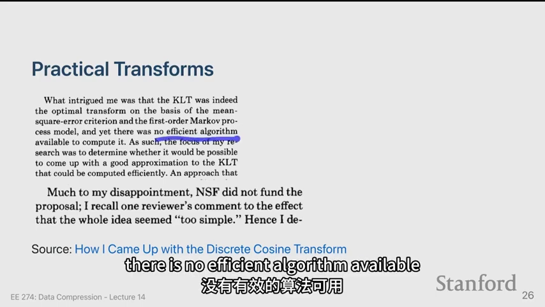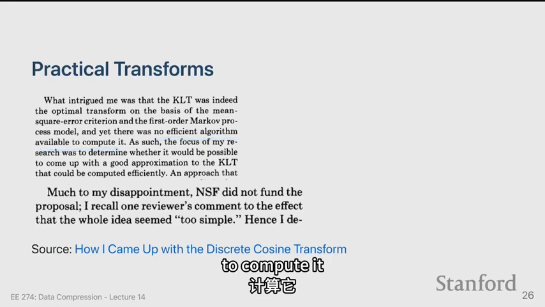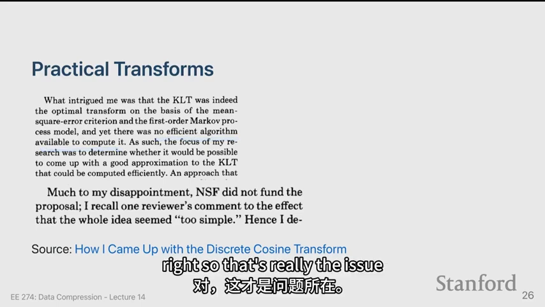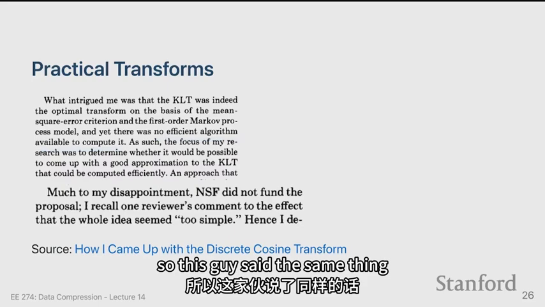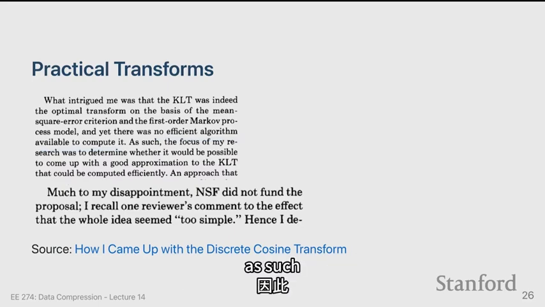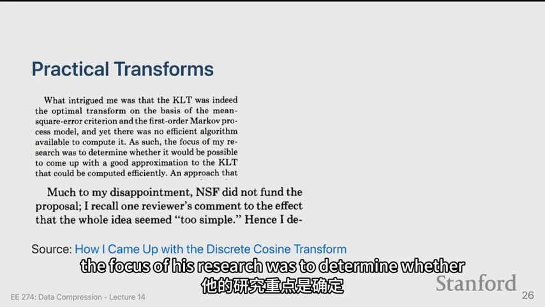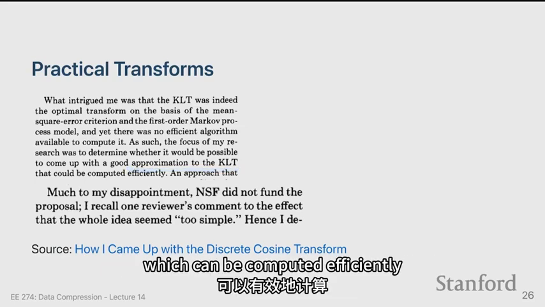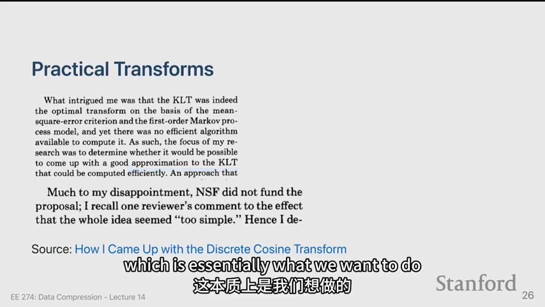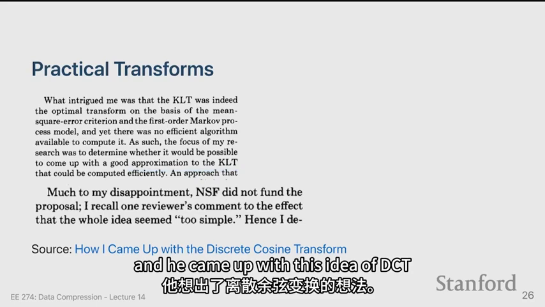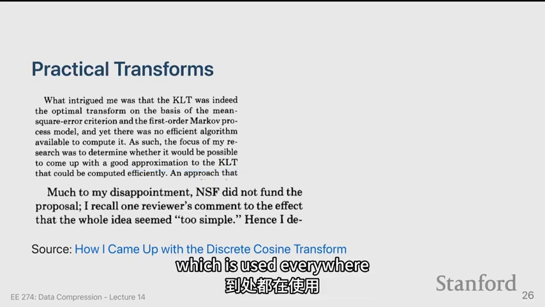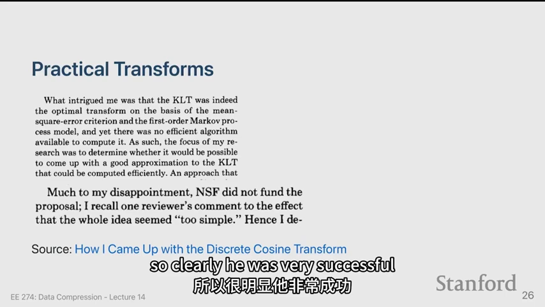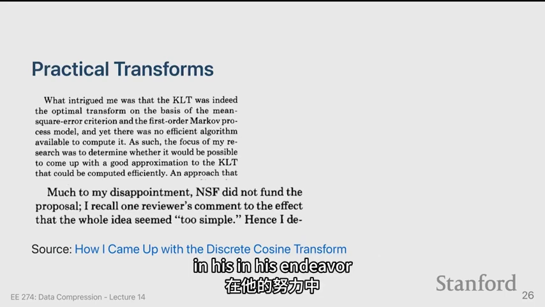And yet there is no efficient algorithm available to compute it, right? So that's really the issue. So this guy said the same thing. And as such, the focus of his research was to determine whether it would be possible to come up with a good approximation to the KLT, which can be computed efficiently. It is essentially what we want to do. And he came up with this idea of DCT, which is used everywhere. So clearly he was very successful in his endeavor.